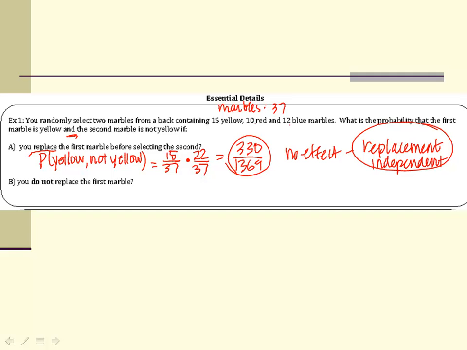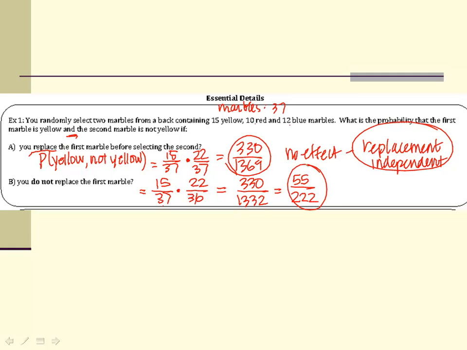Let's look at the second one. If I don't replace the first marble. So same thing, if I'm starting with a yellow, I have 15 out of 37. But if I hold that yellow marble out of the bag, I now only have 36 marbles to choose from. I make the assumption that I keep the yellow marble. So there are still 22 other marbles that are not yellow in the bag. Okay, so if I look at it, I get 330 out of 1332, which reduces to 55 over 222.